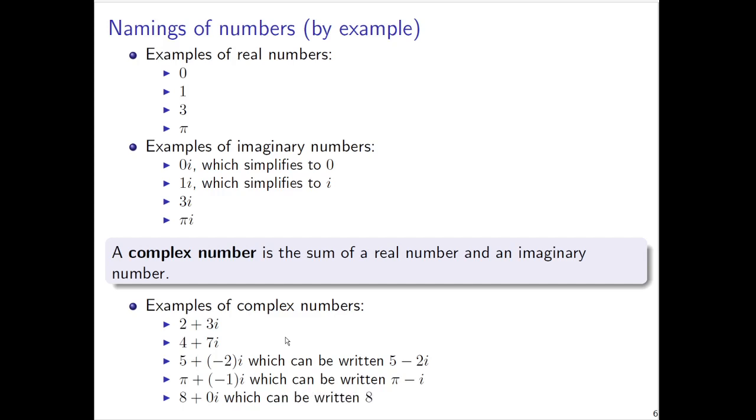Or 8 plus 0i, but if you just have 0i, which simplifies to 0, 8 plus 0 is just 8. So it sounds a little strange, but this number 8 itself is a real number, but it's also technically a complex number because in a more standard form, as a complex number, it's 8 plus 0i.